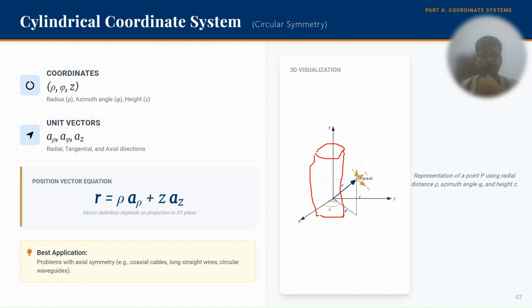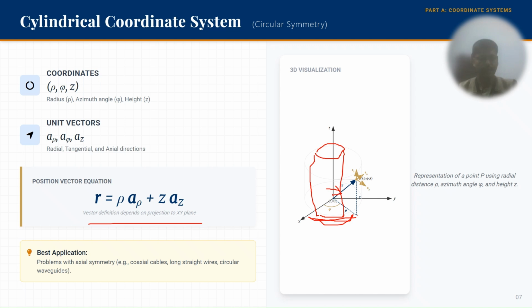I'm actually using a mouse, so it may look odd. Anyway, for basic understanding, the radius of the cylinder is defined as rho, and phi is the angle between the projection of rho and the x-axis. And z is along the z direction. So these are the basic fundamental directions for this coordinate system, which is known as the cylindrical coordinate system. And one position vector can be defined like this.